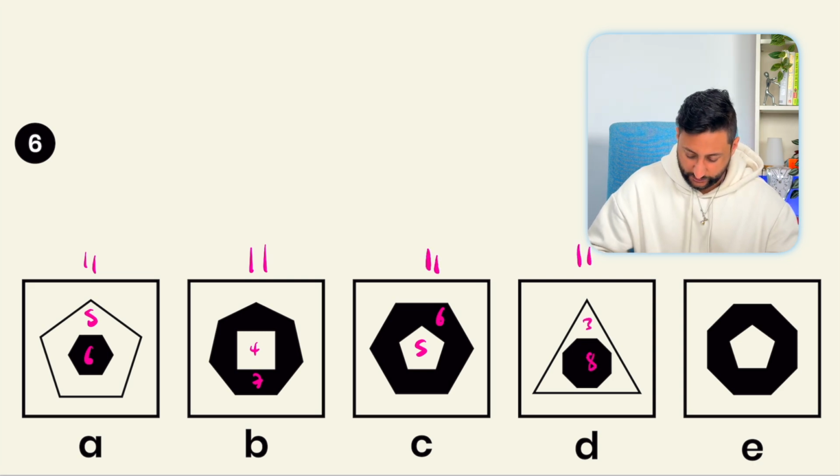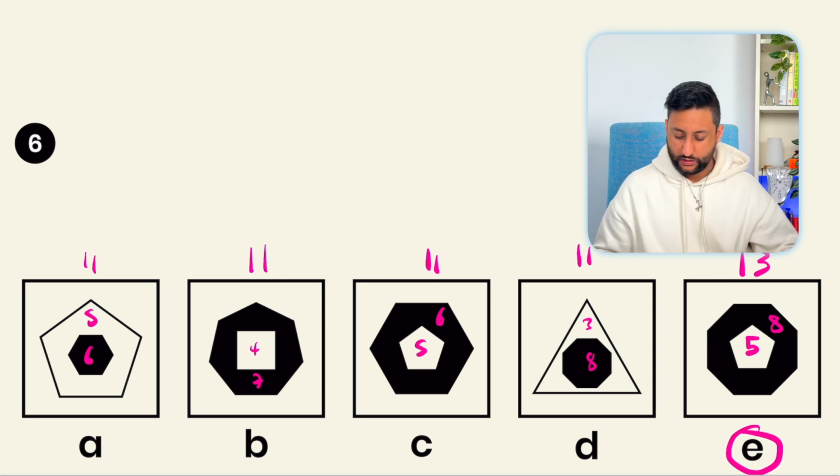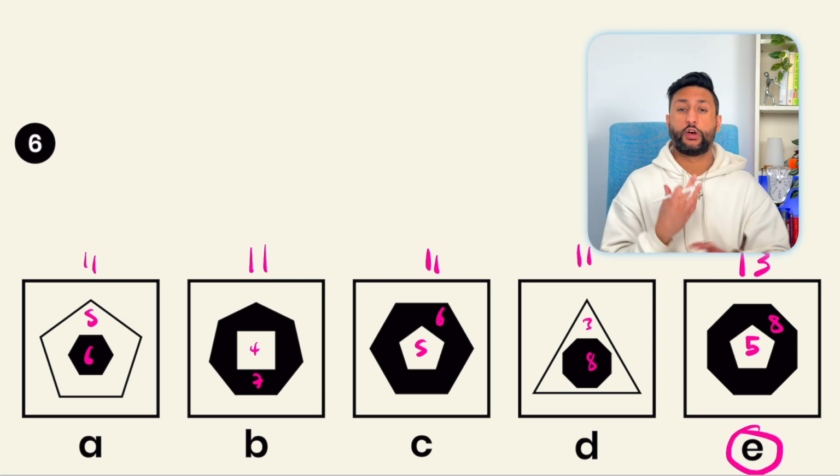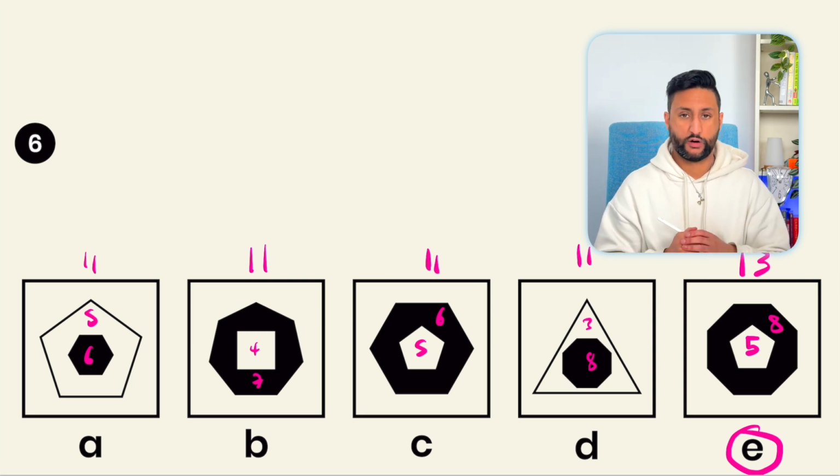Hopefully this one's different. We've got 5 and 8, 13. Okay, so it's E. It's the only one with the two shapes totalling 13 sides. The other 4 have a total of 11 sides, so E is our odd one out.